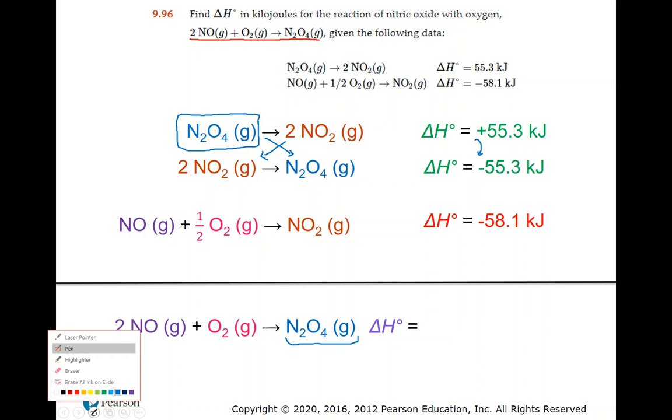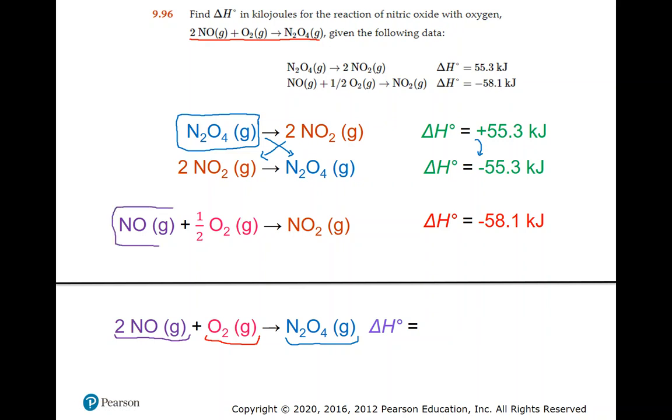Now, if we look at some other compounds that show up in our final equation, we have nitric oxide, NO, and O2 gas here in purple and pink respectively. So when we add our equations together, we want those two things to be present on the reactant side. And if we look at our second step, we have nitric oxide here, and we have oxygen here.